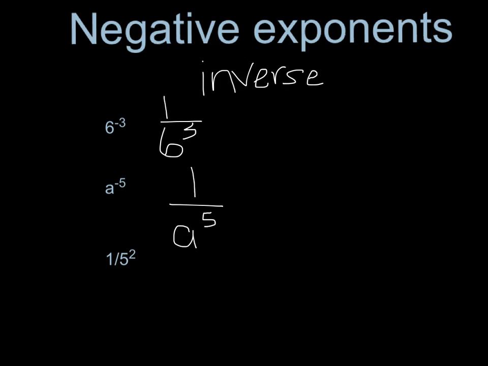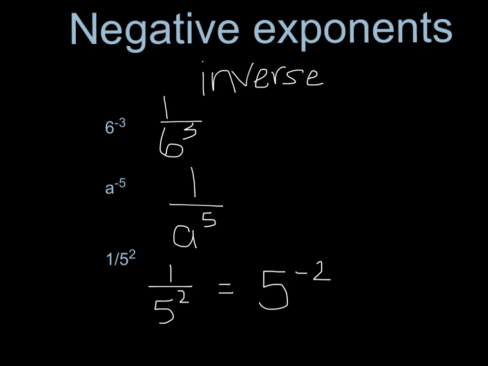For the last one, 1 over 5 squared, or 5 to the second power, if we were to do the opposite and write it using a negative exponent, instead of 1 being on the top, the 5 would just now be the whole number, 5 to the negative 2 power. Those two expressions are equal at this point.